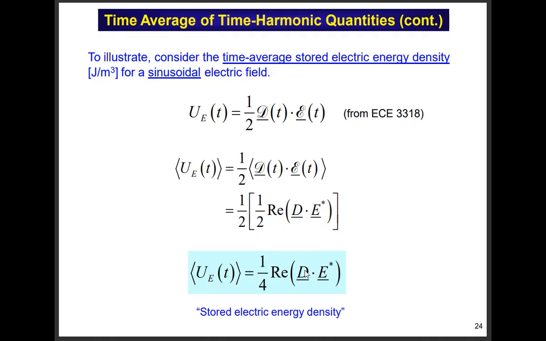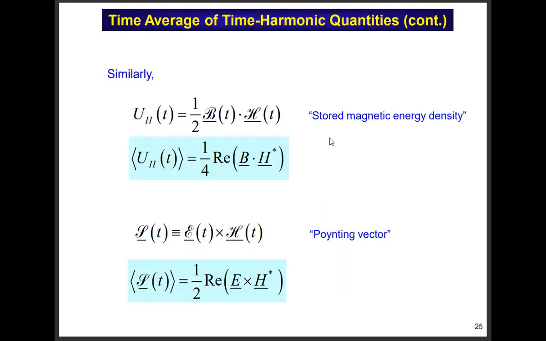And that would give you the time average energy in joules stored inside the capacitor. That makes sense? Okay, so it's a little kind of tricky, but remember that in the phasor domain, when you're looking at stored energy, there's not a half, there's a fourth, because you already have a half in the time domain. That's the way it works from 3318. Okay, anyway, same thing for magnetic field.